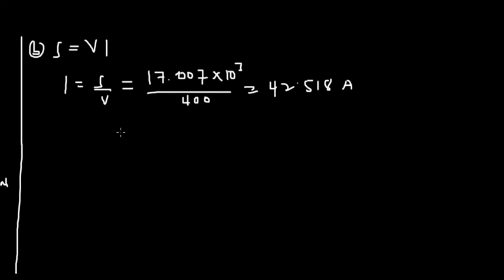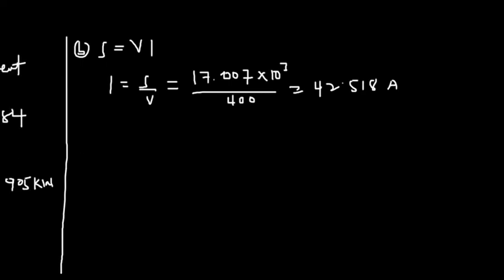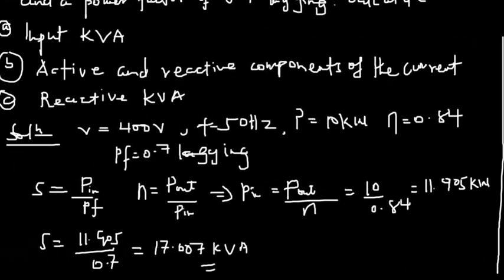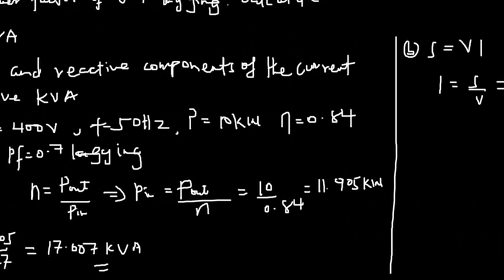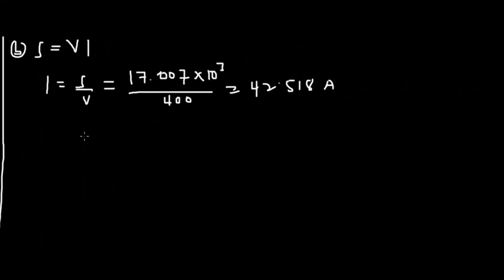So now we have to find the apparent and the reactive components of the current. So that's what we are trying to do. So now we have what? This is the main current.